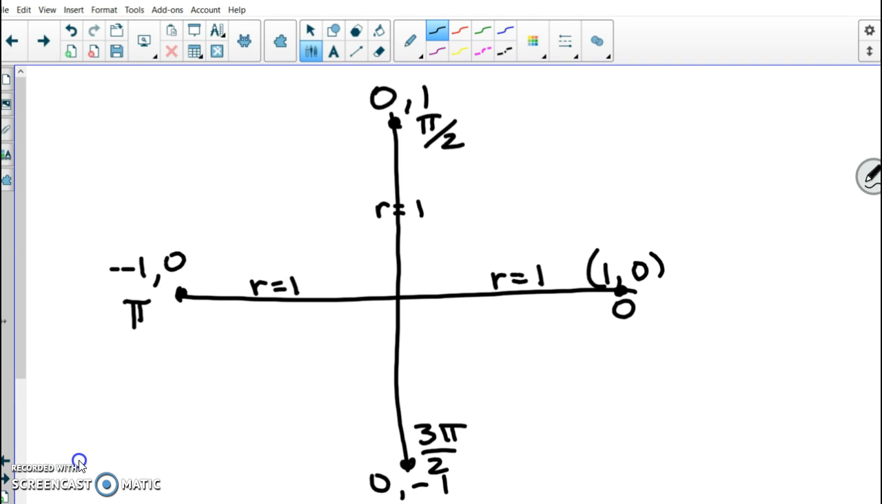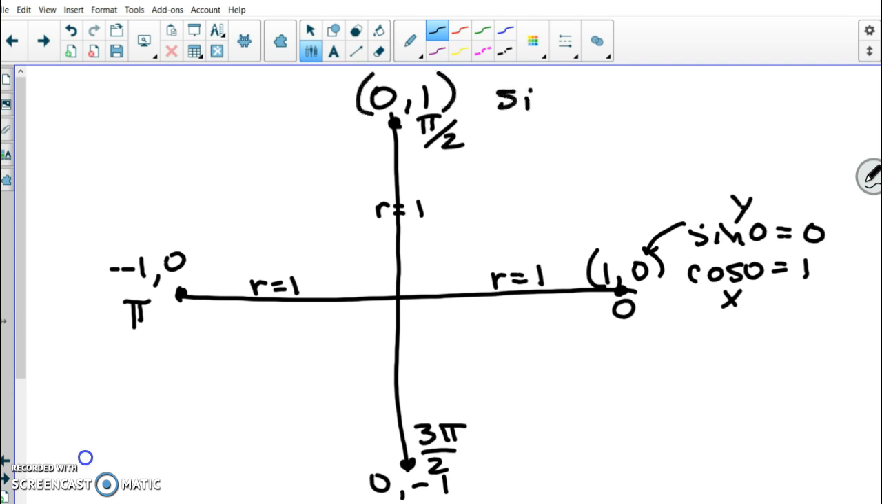So we are understanding right now that the sine of 0, that's our y value. The sine of 0 is equal to 0. The cosine of 0 is equal to 1. That's our y, that's our x. We can do the same thing going around the unit circle. The sine of pi halves is 1. And the cosine of pi halves is 0.